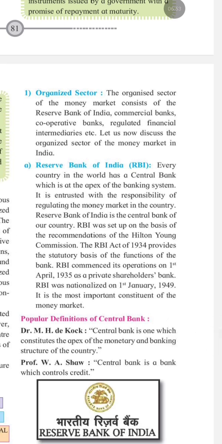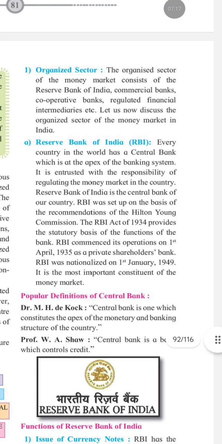Money market centers in India are Mumbai, Delhi, and Kolkata. They are located there. So, now let's understand a bit. You can see here the same explanation is given. The organized sector of the money market consists of the Reserve Bank of India, commercial banks, cooperative banks, and other regulated institutions.